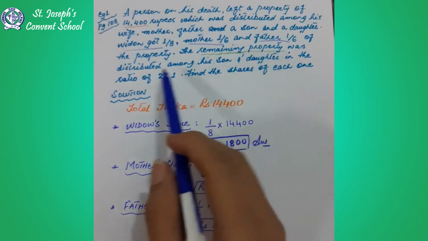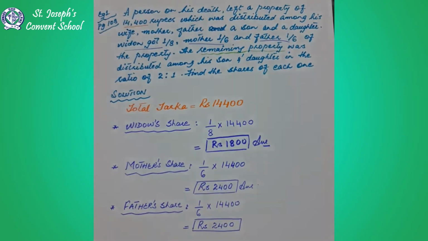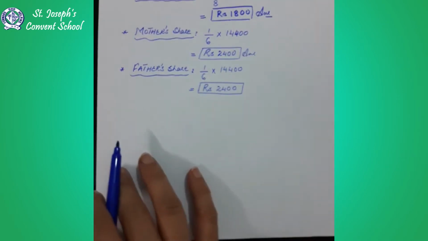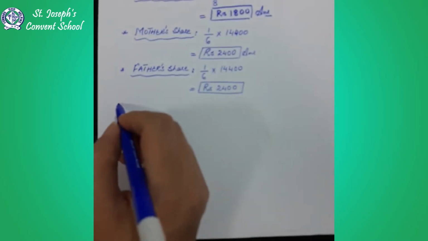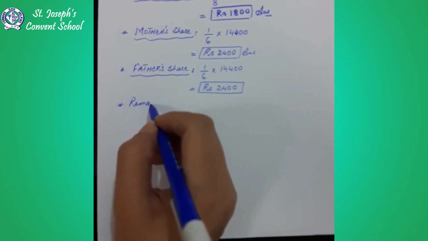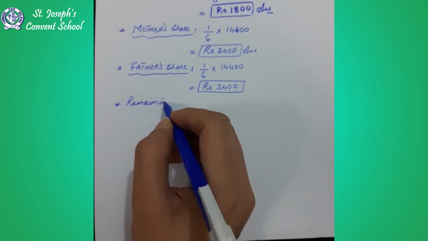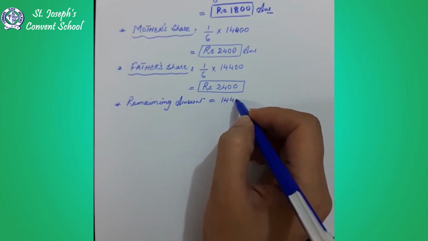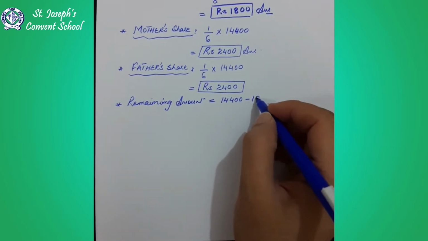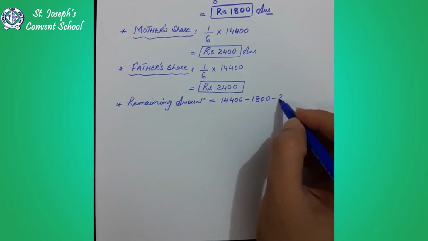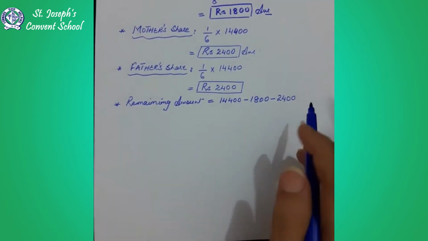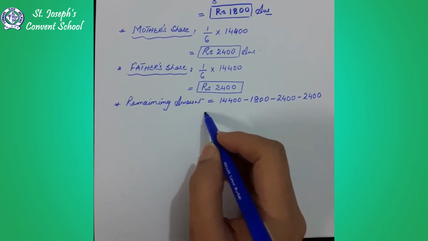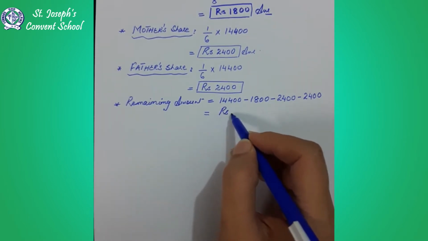Now next part is the remaining property was distributed among son and daughter. Now we will find the remaining property. So we will subtract all these amounts from the total property. Now remaining amount is 14,400 minus 1,800 minus 2,400 minus 2,400. All these you have to subtract. Now with calculator you can find. So the remaining amount is rupees 7,800.